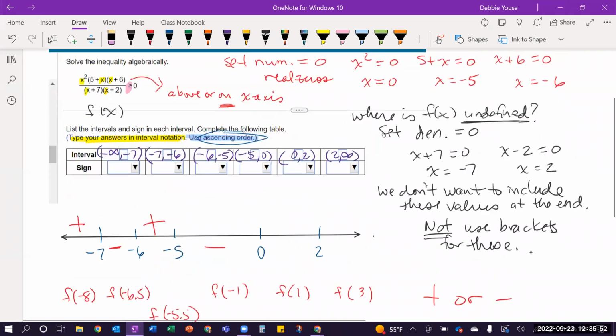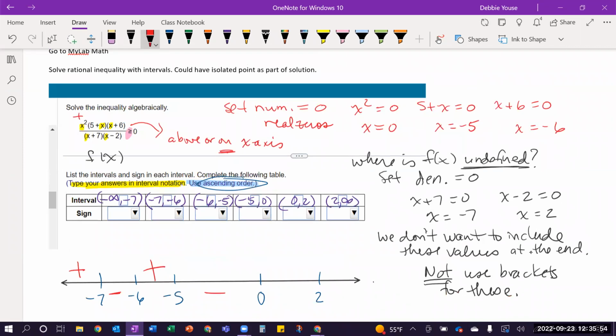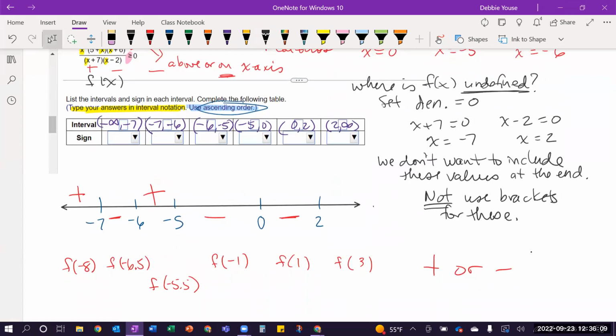If I use +1 in the next interval, squaring it is positive. 5 plus 1 is positive. 1 plus 6 is positive. Top is positive. The bottom, 1 plus 7 is positive. 1 minus 2 is negative. The bottom is negative. Divide that, you get negative. Notice it doesn't always follow a pattern you might think. Notice this went positive, negative, positive, negative. Someone might think, oh, the next one will logically be positive, and it wasn't.